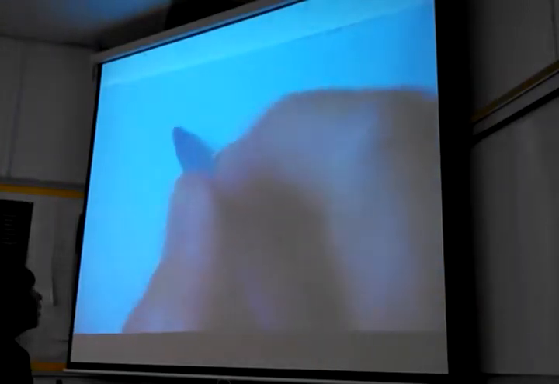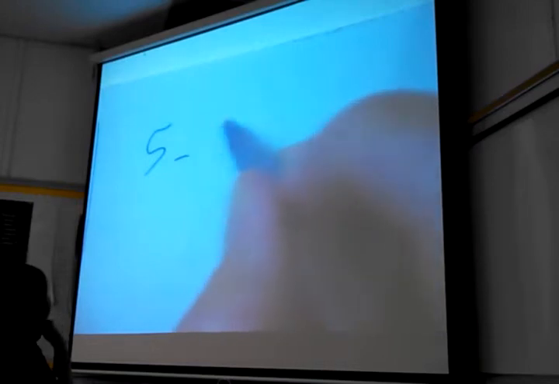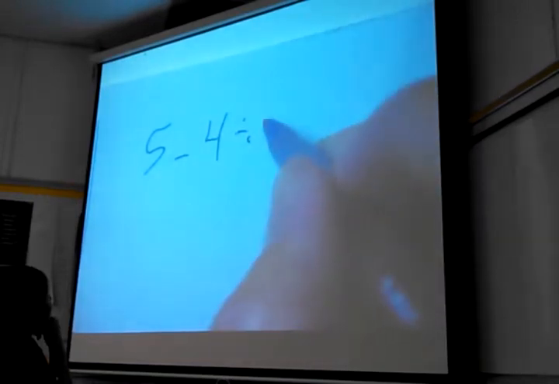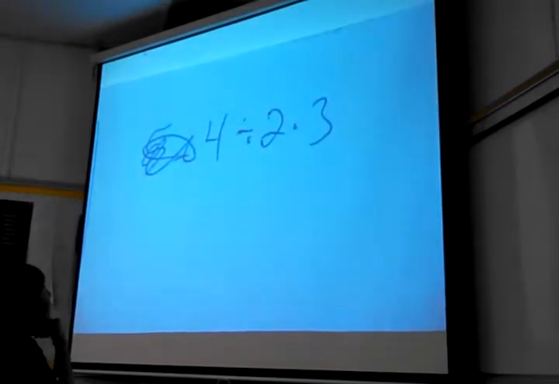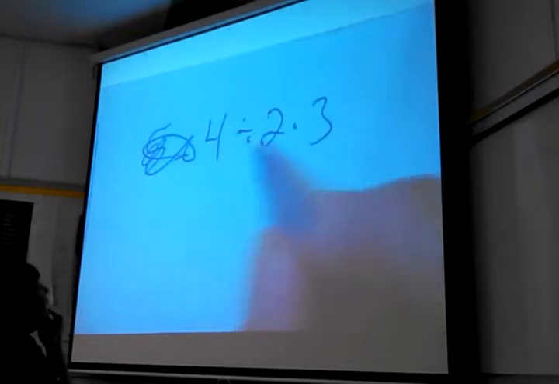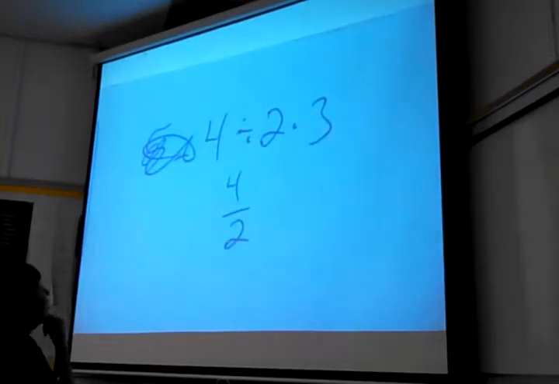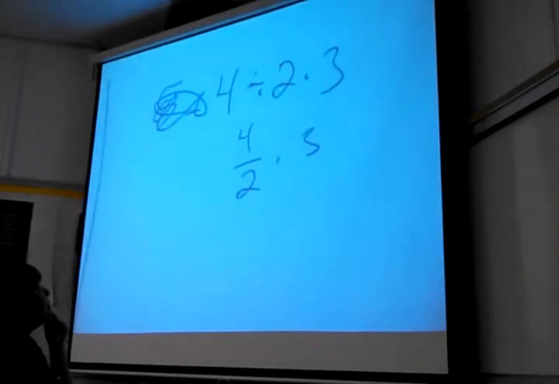Running out of room back here. So real quick, just look at a little tiny problem. If I had 5 minus 4 divided by 2 times 3, let's just focus on this piece: 4 divided by 2 times 3. How can you rewrite the division? You can use the division bar. So 4 divided by 2 is 4 over 2. And then you take that and you multiply by 3. So you have to divide by 2 before you can multiply by 3. You have to do it as it comes.